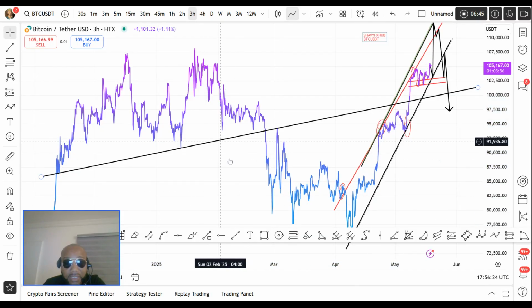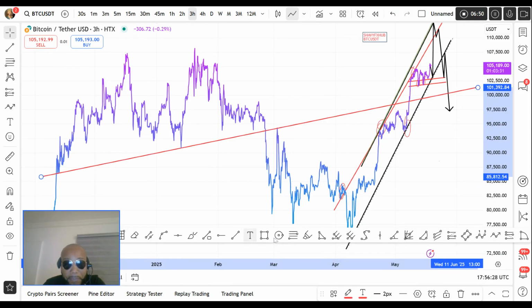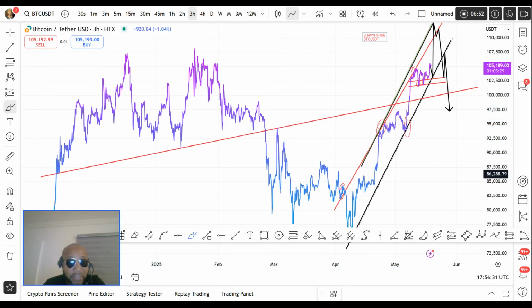So this is a price build up of a structure. We have here a demand structure, both creating a new all-time high. When price came here, everybody celebrated. Of course, those who were crypto fans celebrated at that level.